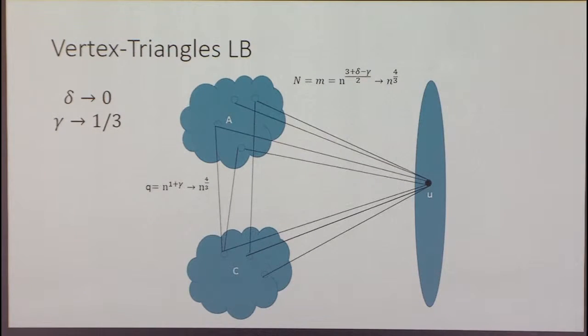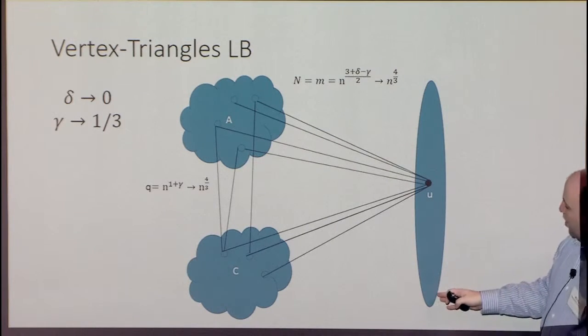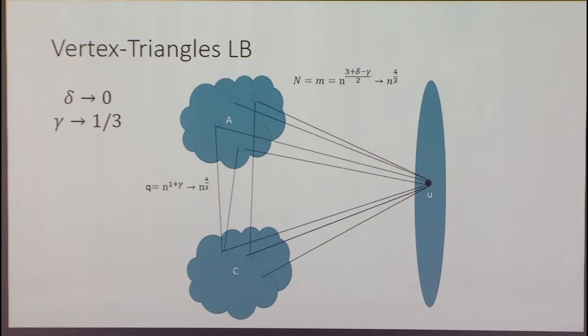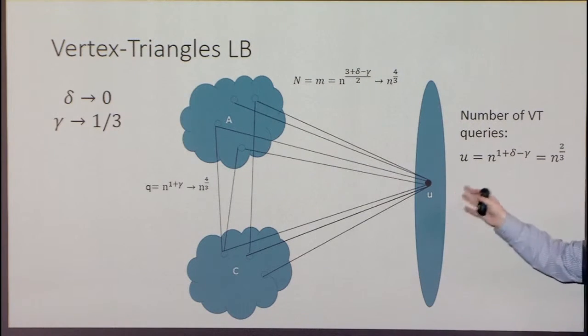Okay, so let's show a lower bound for vertex triangle queries. Of course, it's going to be based on the offline problem of enumerating all triangles. You can always solve the offline problem of enumerating all triangles by answering vertex triangle queries on each one of the vertices. We can solve threesome this way. Again, we're going to take gamma to be tending towards a third, slightly larger, and delta tending towards 0. And the number of vertex triangle queries is going to be the size of the universe, which, if you do the math, comes out to be n to the 2/3.